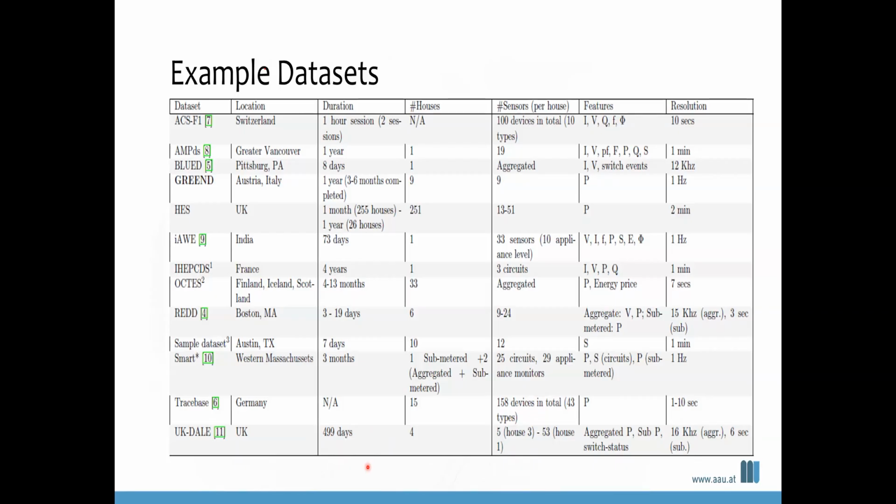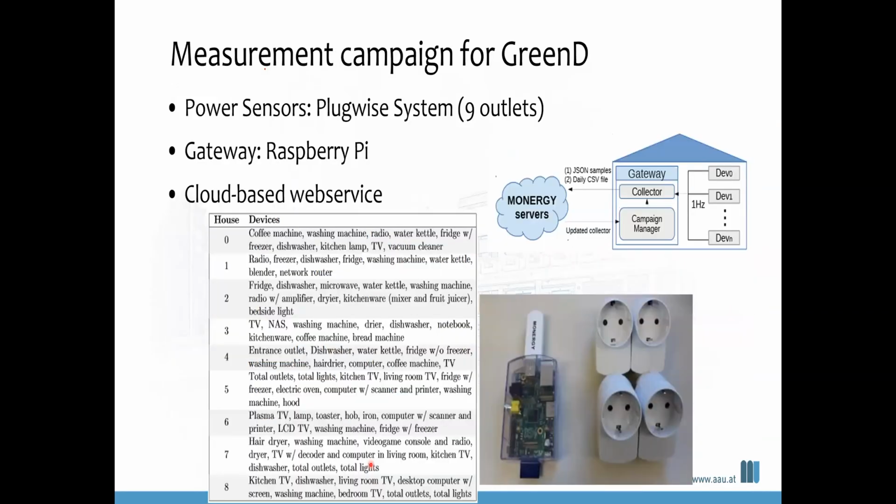In case for your application there is no data set, what could you do? You could measure your own data set. For example, if you say I have a specific case with an office environment and there is no open data set that provides this data and I want to do it, then you need to go and do your own measurement. So we have done this for the Green D data set. And this is like an example here.